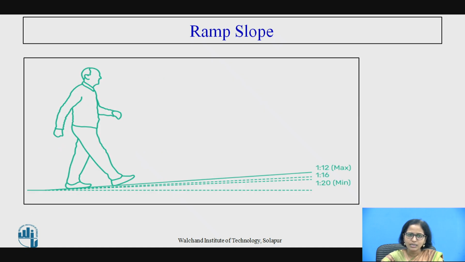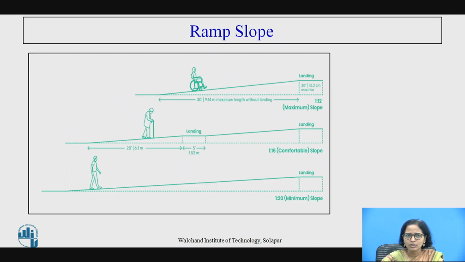Next, you can see a person is walking on the ramp. The maximum ramp slope provided is 1:12, and the minimum should be 1:20. In between you can try 1:16 also, and 1:12 is the maximum slope to be provided for a person who is walking normally. So this is the most convenient slope for a person with a normal walk.